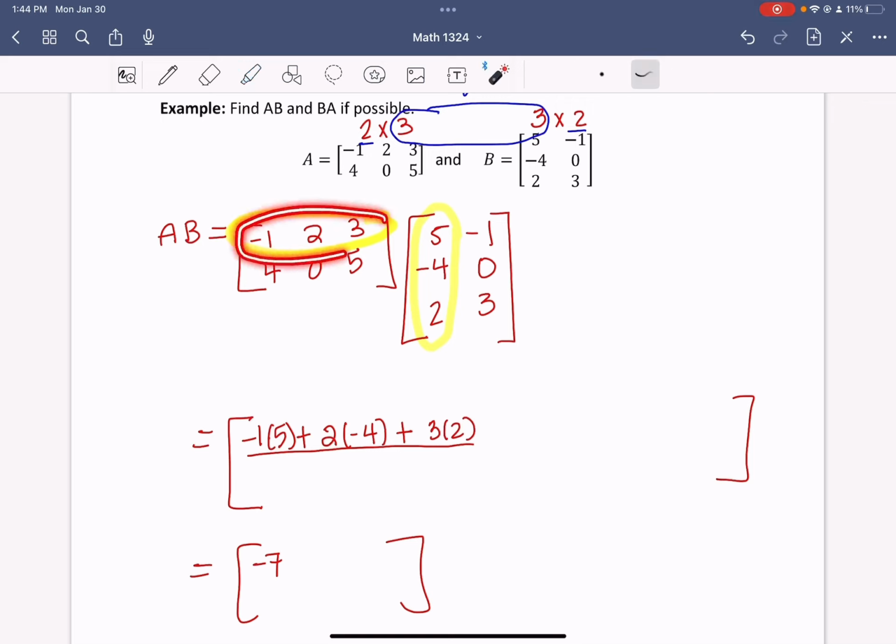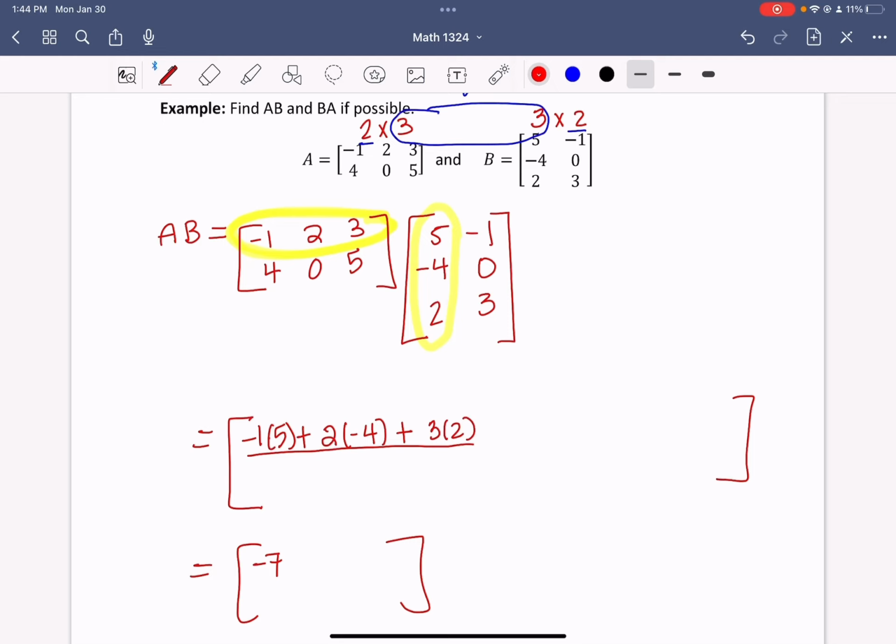So this top row times the second column, in the same order: you're going to look at multiplying this piece by this piece, adding it to the next piece times the next piece, plus the last piece times the last piece. And the combination of all that is going to be your next piece.